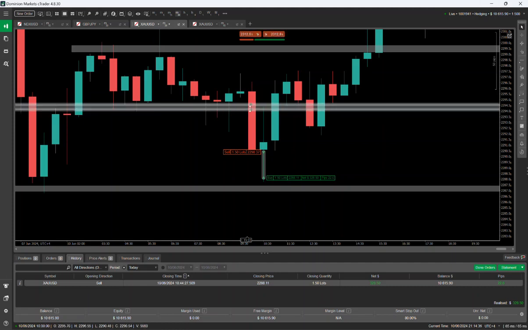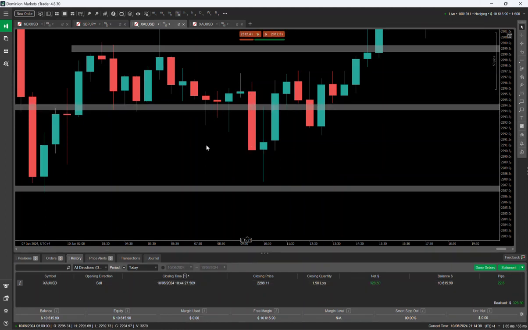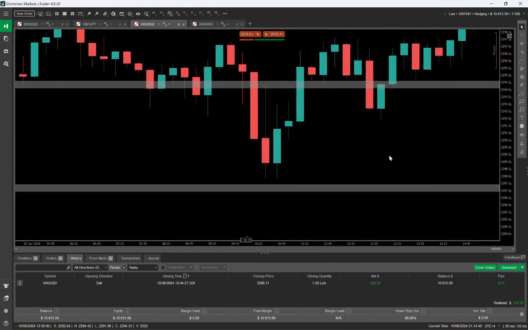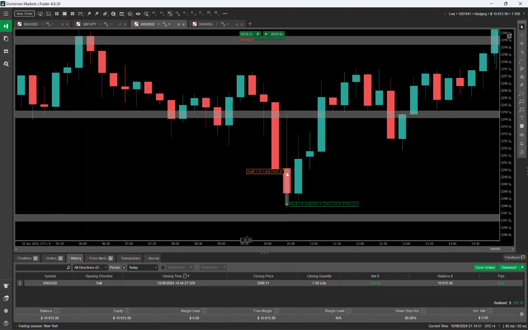So this is where we had support. Candle came down, broke, closed with no wick at the bottom, and then we had a move up and then we moved down. Now let's take a look at this on a 15-minute time frame. Looking at the 15-minute time frame, we can see this is where the trade went down.